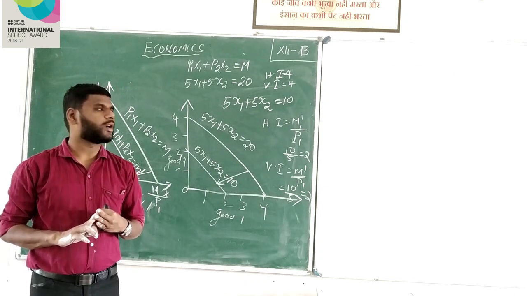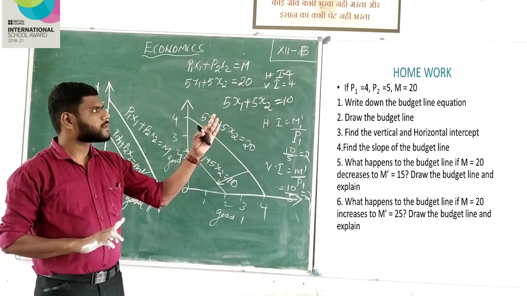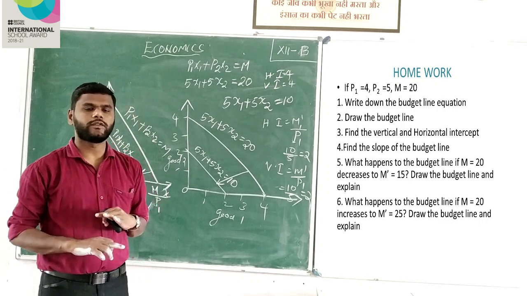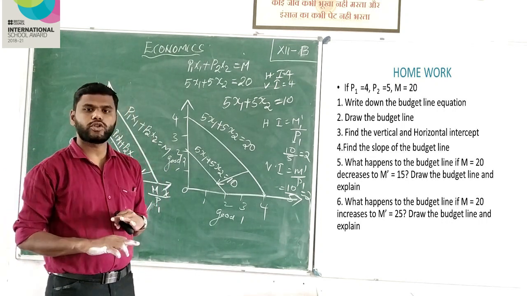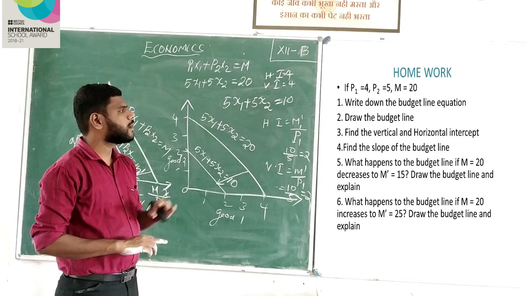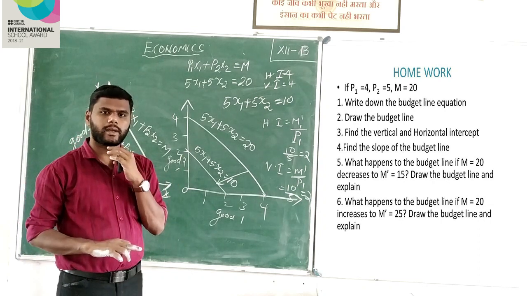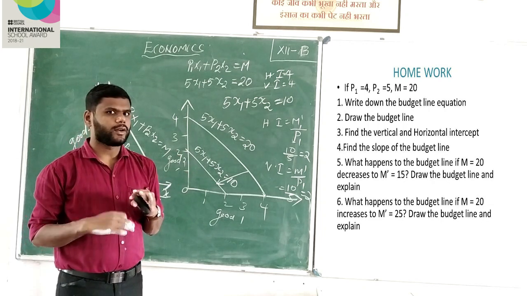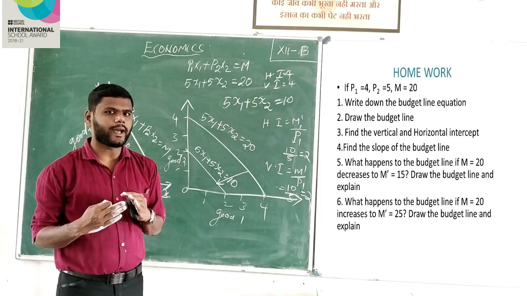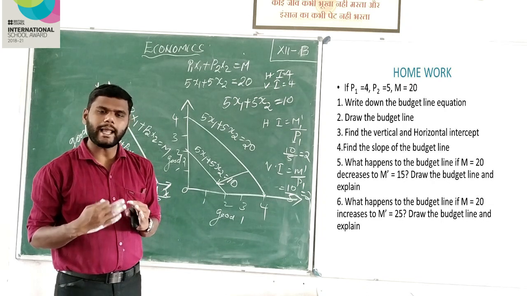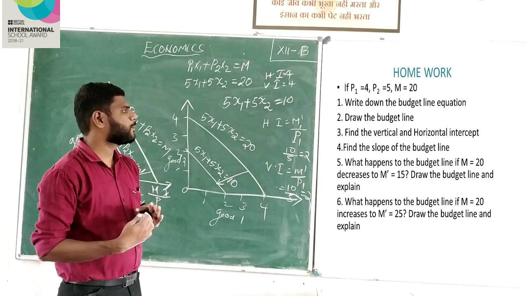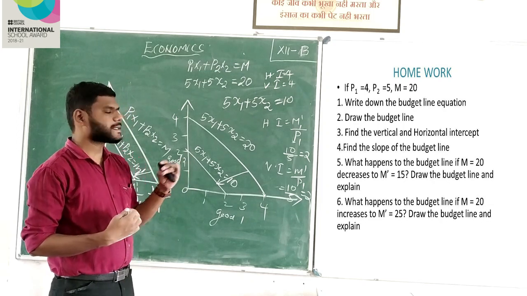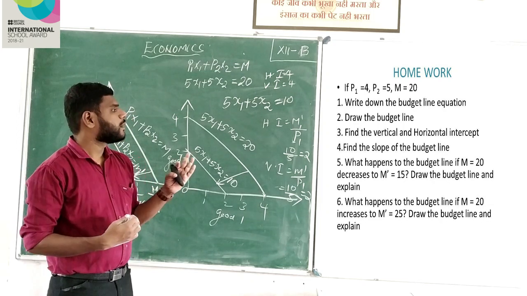Now it's time for your homework. Consider P1 is equal to 4, P2 is equal to 5 and M is equal to 20. The first question: write down the budget line equation, which you can easily write, and draw the budget line. For drawing the budget line, we have to find out the consumption bundles and draw the budget line. Find the vertical and horizontal intercepts. Find the slope of the budget line.